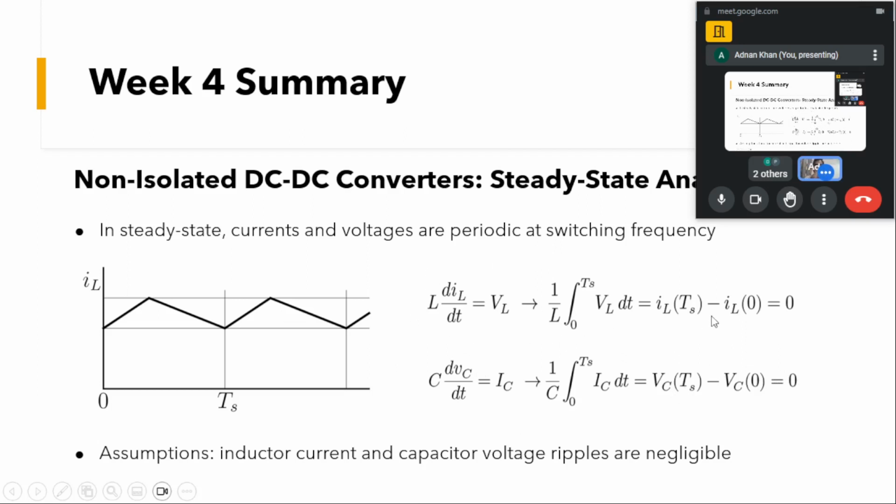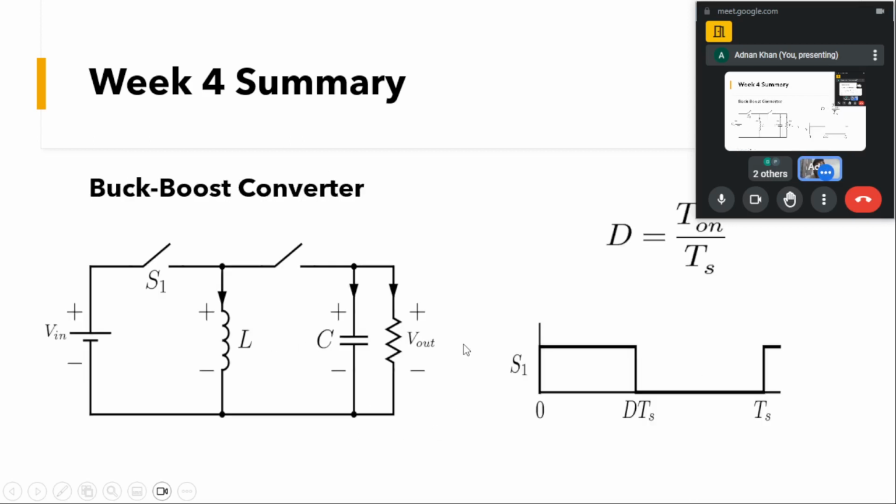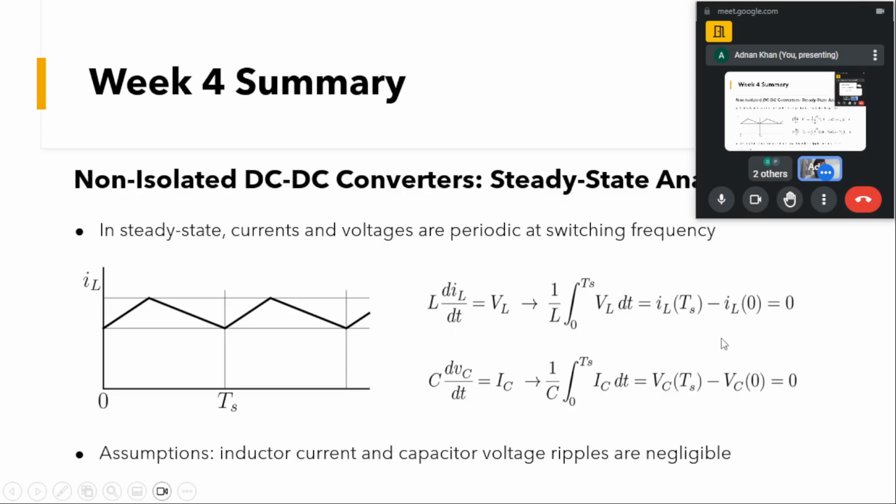For an inductor, the average voltage across the inductor over a period is 0, and the average current for one period of the capacitor is 0. These equations are the fundamental equations that are used to solve these DC-DC converter circuits.